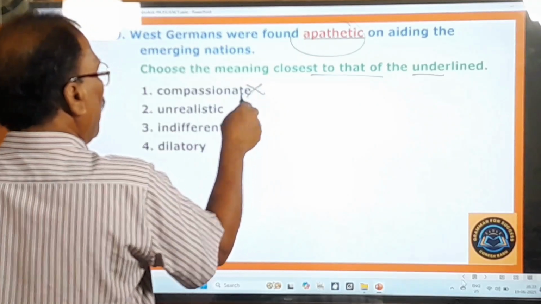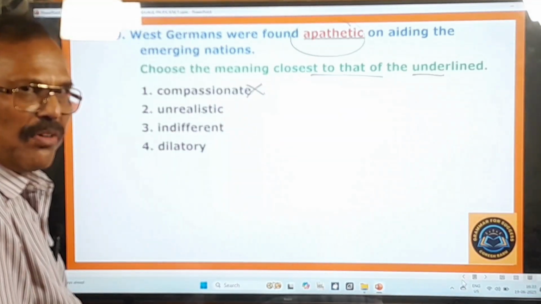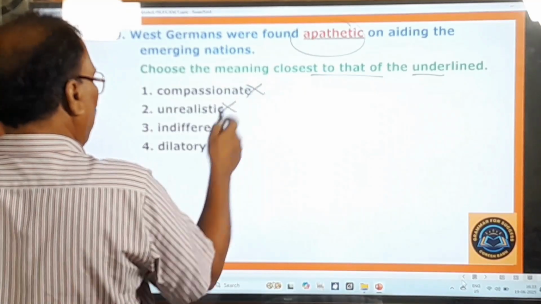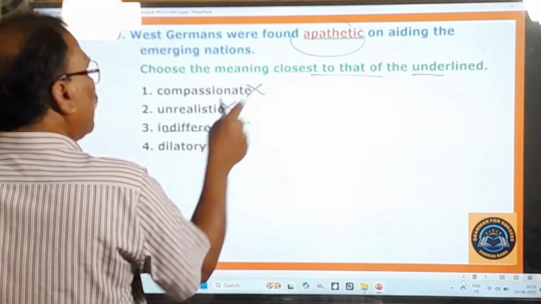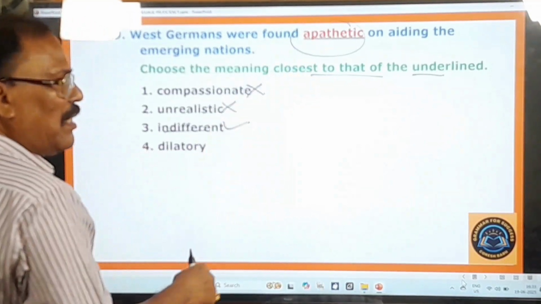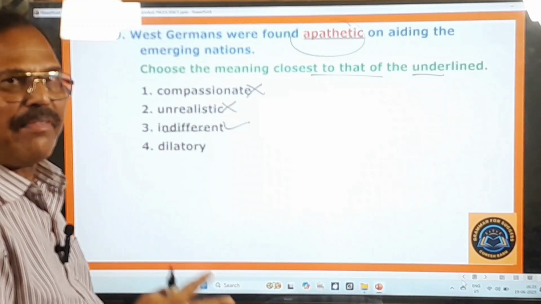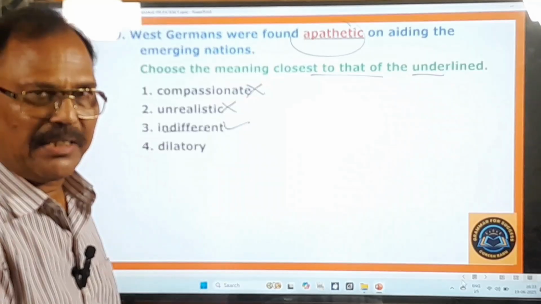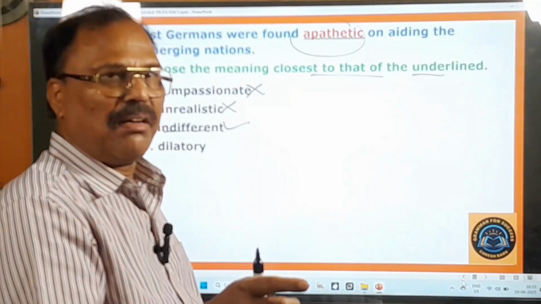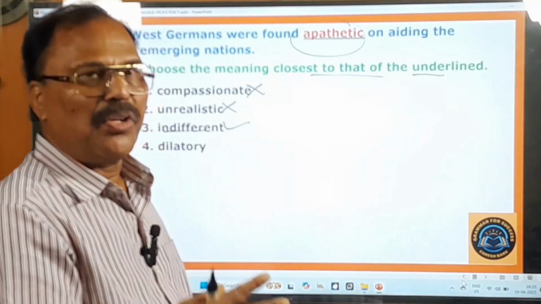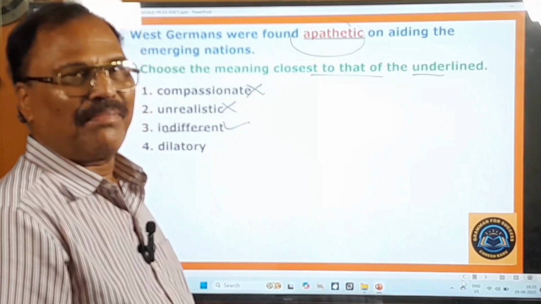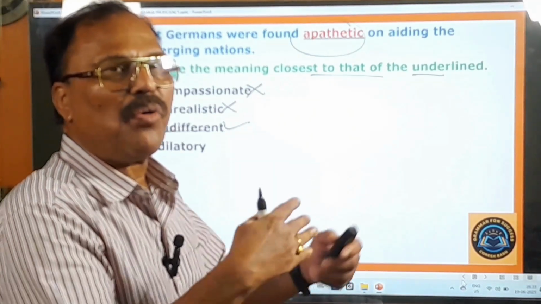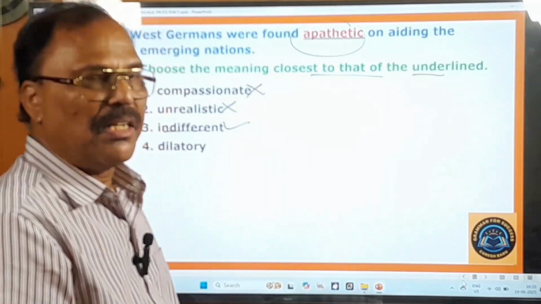Compassionate. No, compassionate means very merciful. Okay, kind hearted and all that. Unrealistic, you know very well, it is not that one. Indifferent. Okay, apathetic means indifferent, lack of interest, having no interest or emotion or concern. So that is called apathetic. If you don't have interest in something, then it means you are apathetic towards that, isn't it? Apathetic means showing no interest, showing no emotion, showing no concern. So that is the meaning.